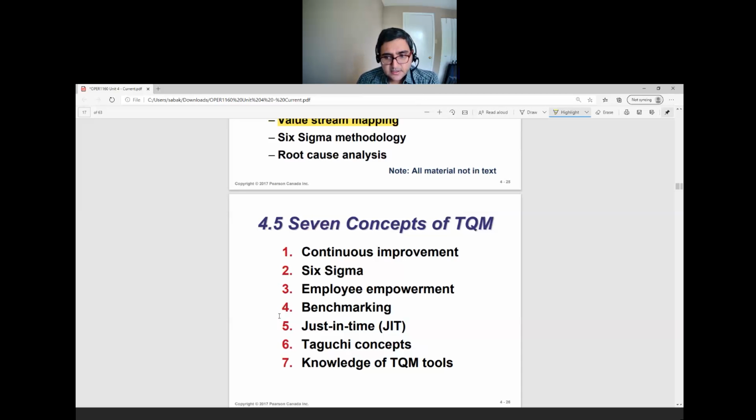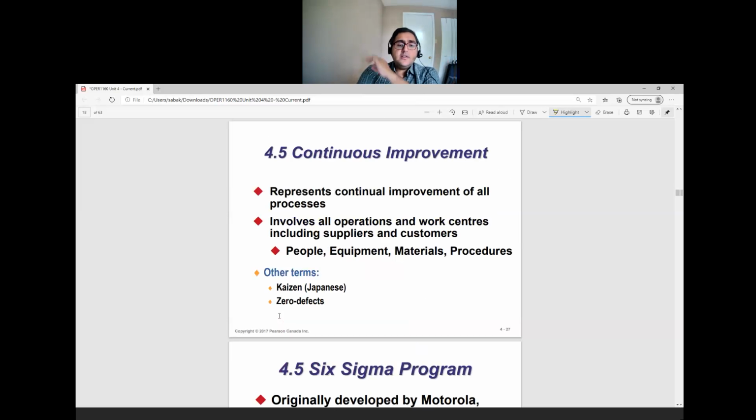Now, there are seven different concepts in total quality management, starting with the first concept we already discussed, which is called continuous improvement. The next are Six Sigma, employee empowerment, benchmarking, just in time, Taguchi concepts, and knowledge of TQM tools. We are discussing some of these techniques in this course. To start with, the continuous improvement philosophy.